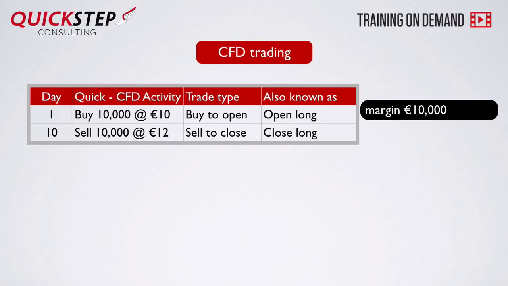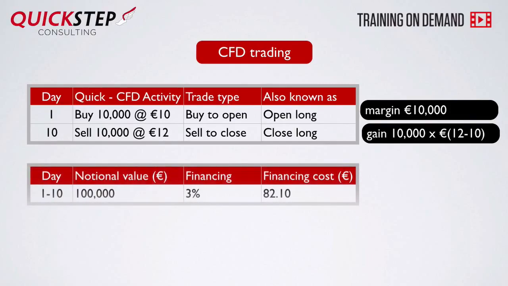10 days later, the investment manager decides to close the position. Quick has increased significantly in the meantime. The share is trading at €12 and the fund closes the CFD position at €12. So the fund realises a gain of €20,000. But there is an expense we need to consider.